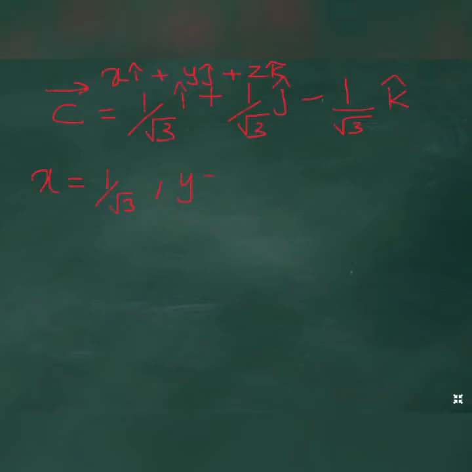Now moving on to the third subdivision of question 1, that is vector C is equal to 1 by root 3 i cap plus 1 by root 3 j cap minus 1 by root 3 k cap. We know the general form of any vector in component form is x i cap plus y j cap plus z k cap respectively. So here x is equal to 1 by root 3, y is equal to 1 by root 3 and z is equal to minus 1 by root 3.